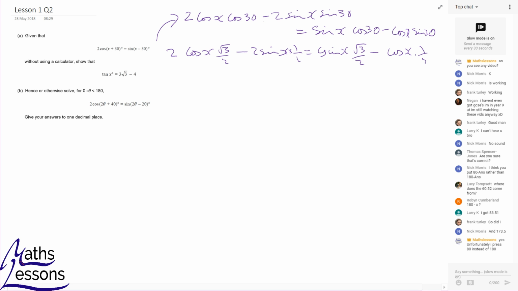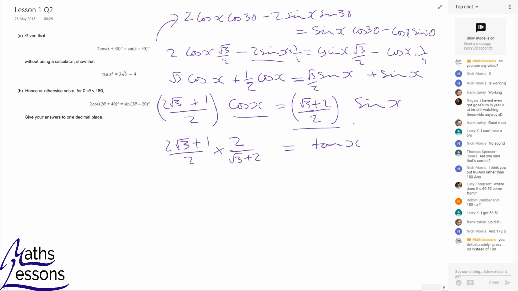And then I'm going to divide by this, which means I'm going to reciprocate and times by it. So I'm going to get 2 root 3 plus 1 over 2 times by the reciprocal of 2 root 3 plus 2 equals tan x. Sine divided by cos is tan. 2's cancel. And so I get 2 root 3 plus 1 over root 3 plus 2. So I'm going to times top and bottom by root 3 minus 2 to get rid of the surds on the bottom. So times both top and bottom by root 3 minus 2.